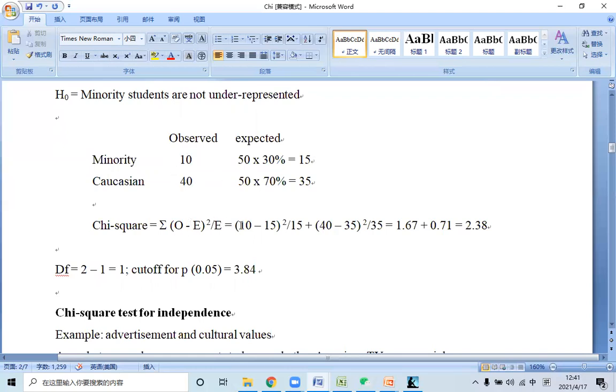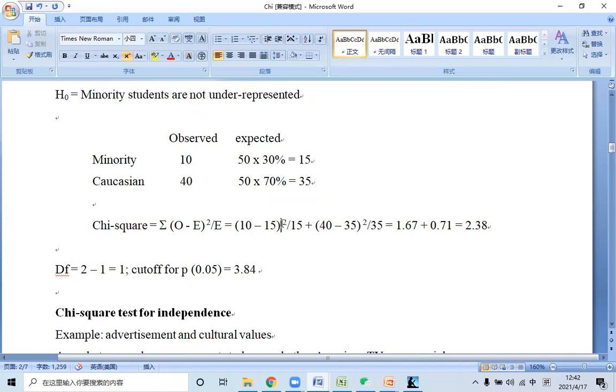For the minority, the observed value is 10. 10 people out of 50 are minority, but you are expecting 15. Suppose there's no discrimination, there's no imbalance. Suppose the minority students on campus would have the same proportion as in the community, in the general population, you would be expecting 15 people on campus out of a sample of 50. But you only got 10, and you calculate the difference, the deviation, and you square it.